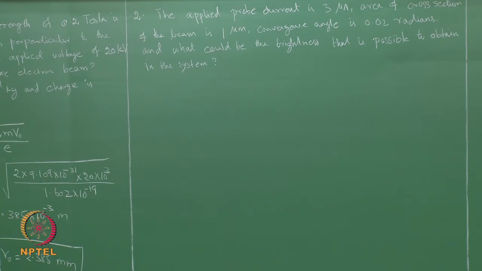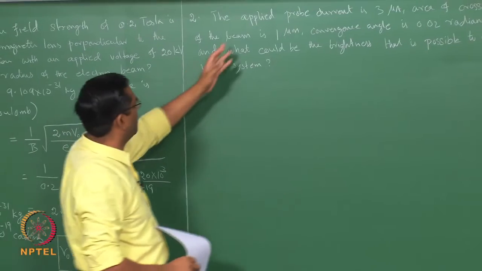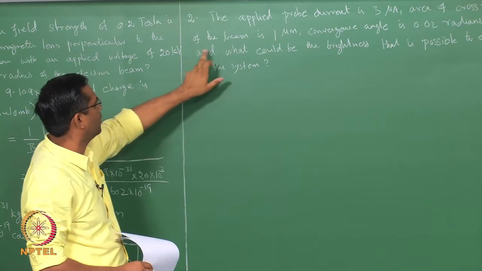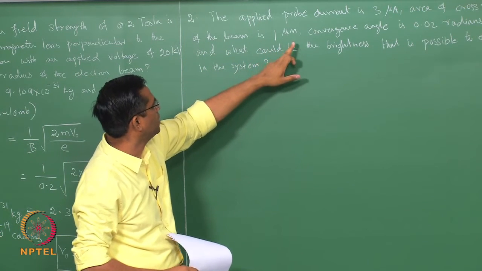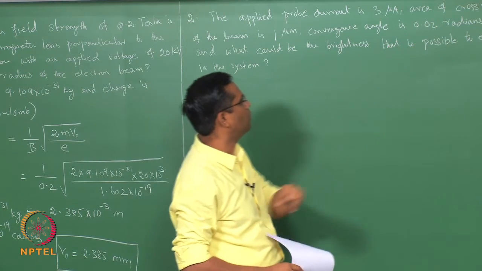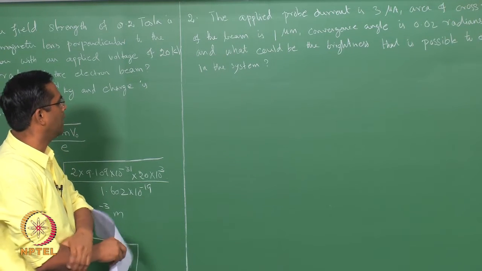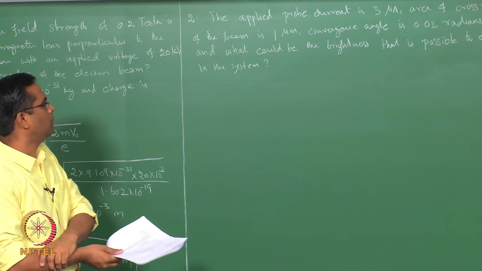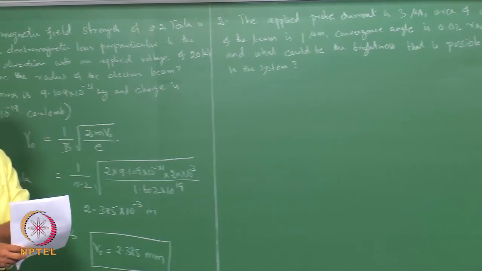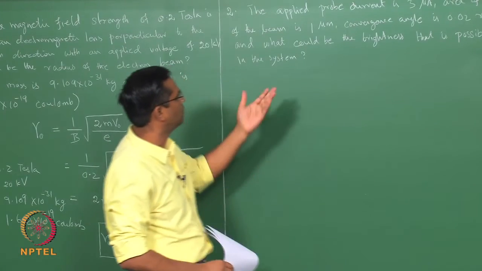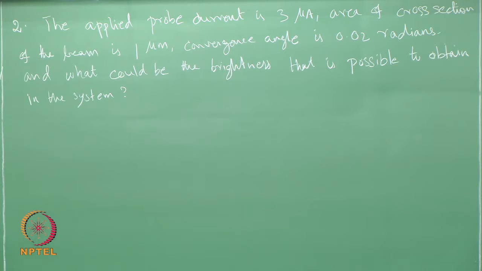In a microscope, the applied probe current is 3 microamperes, and the area of the cross section of the beam is about 1 micrometer. Convergent angle is about 0.02 radians. And what could be the brightness that is possible to obtain in this system? If you recall, there is a relation between the brightness and the probe current and convergent angle and so on. You have to look back in the lectures for the formula for the brightness.